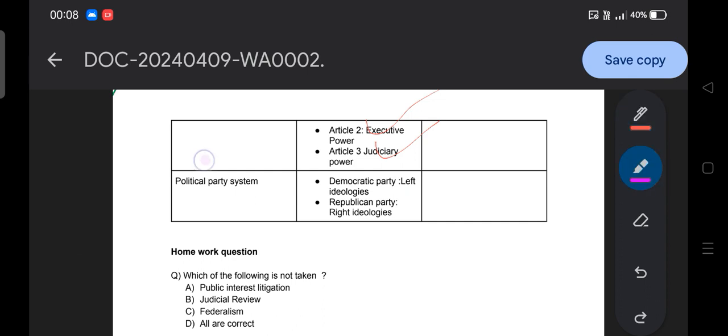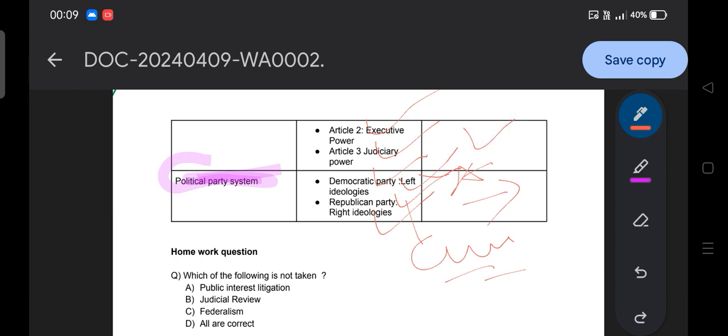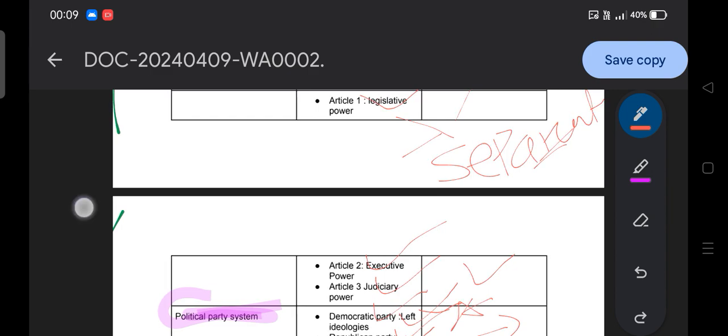Then we will see the political parties in USA. There are two major dominant political parties. One is the Democratic Party, which represents the left ideology, and another one is the Republican Party, which represents the right ideology, or we can say the cultural attitude or orientations. Now your question is, as we all know, Joe Biden is the current president of USA, and he belongs to which political party? Hope you will provide the answer correctly.